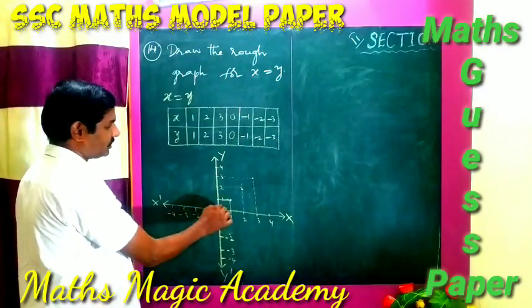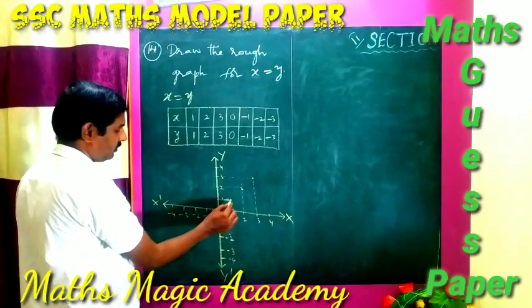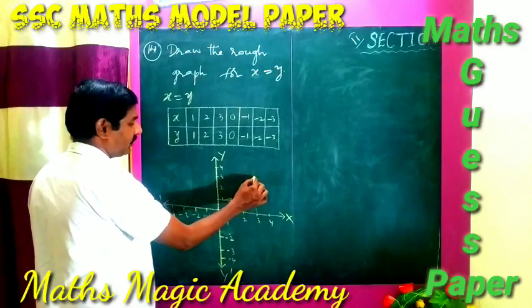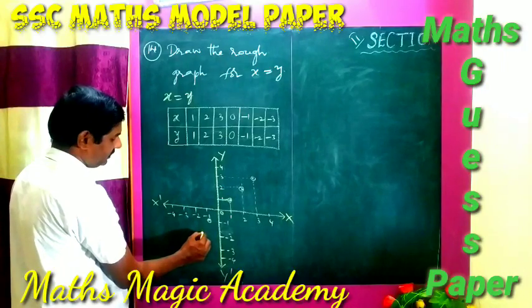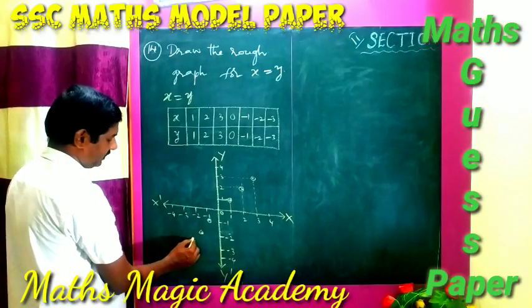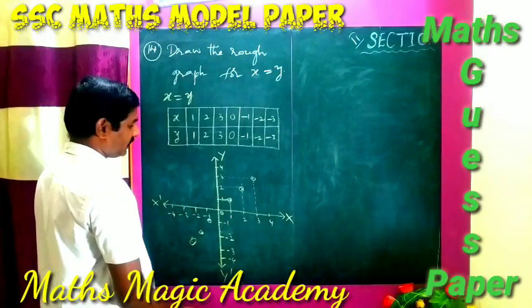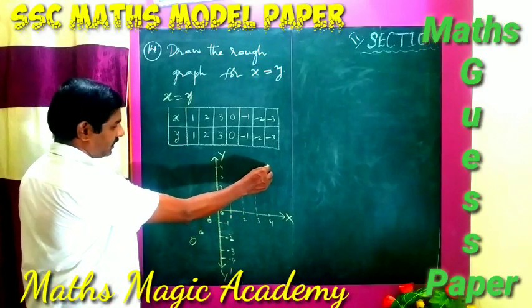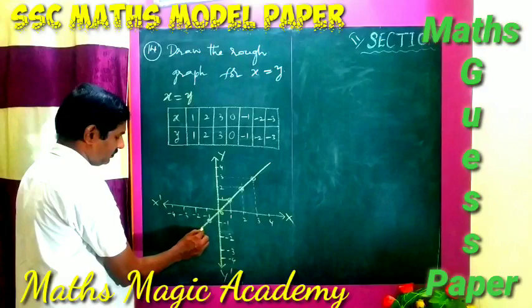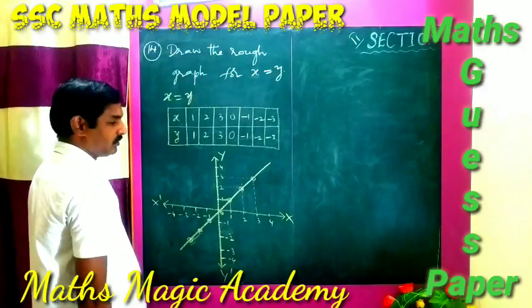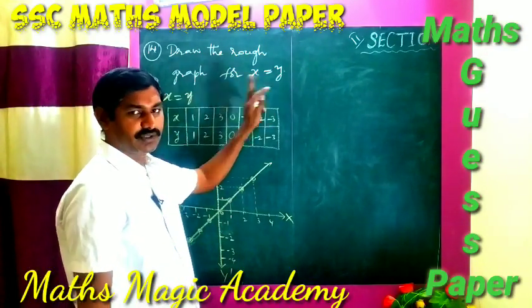Like that here also 0, 0, minus 1, minus 1. That point will be plotted here. Plotted points can be marked. And minus 2 will be here, and minus 3 will be here. Okay, after marking, by taking a scale, you can join the points. So this is the rough graph for x equals to y.